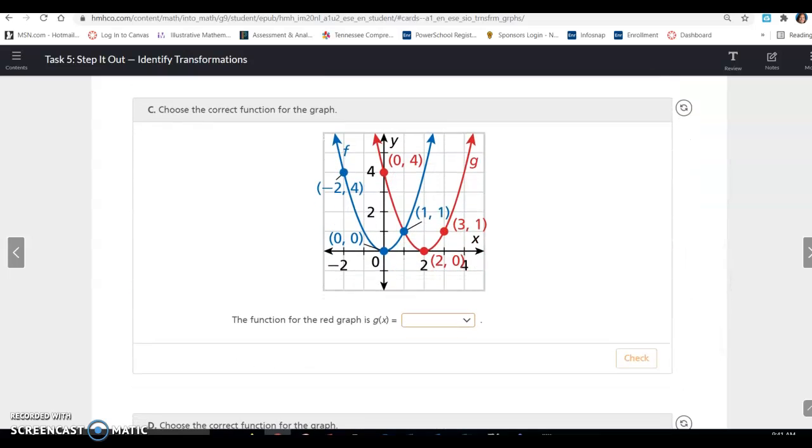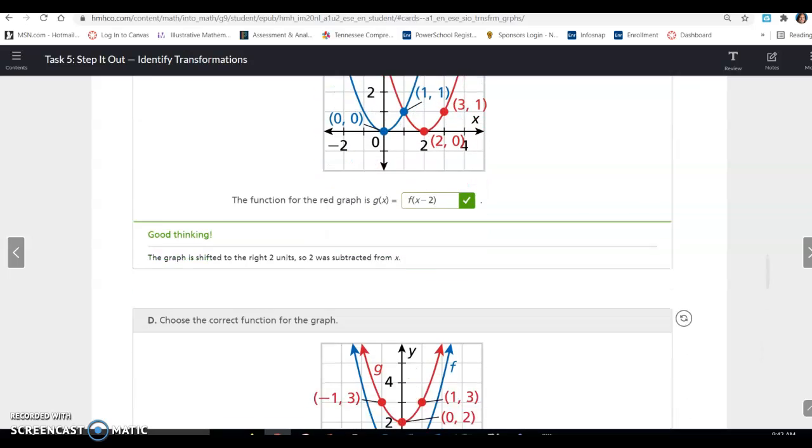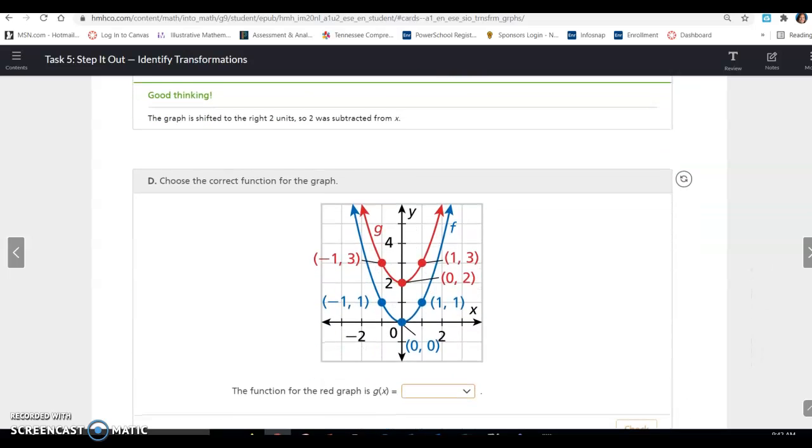All right, the next one, choose the correct function. All right, this one is shifted horizontally. So this is on your domain, and it's going to be opposite the sign. So this one's going to be, you think it's going to be +2, but it's actually opposite the sign when it's on the domain. So it's -2. And that's because it shifts it right.